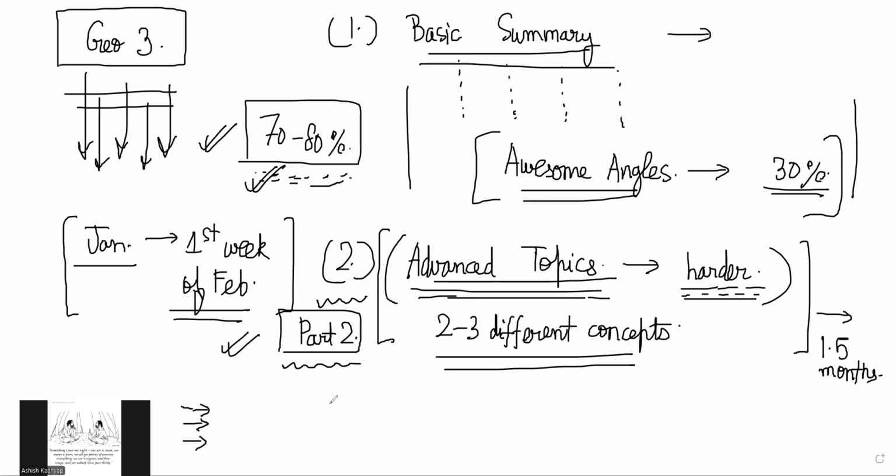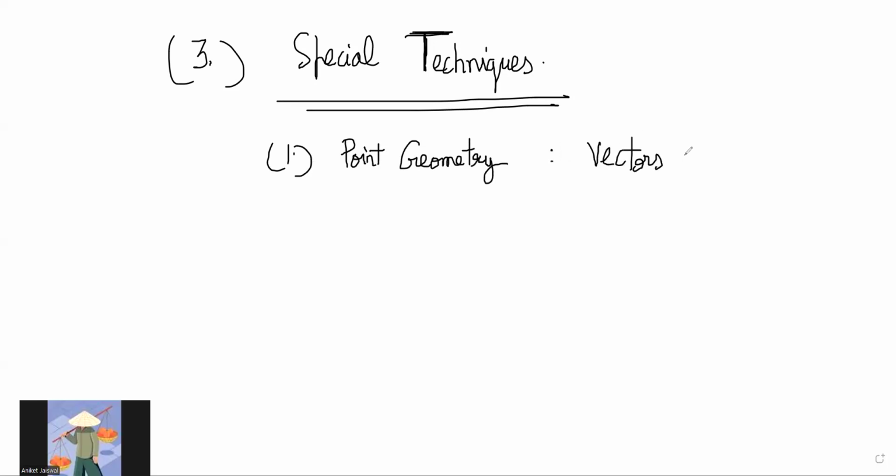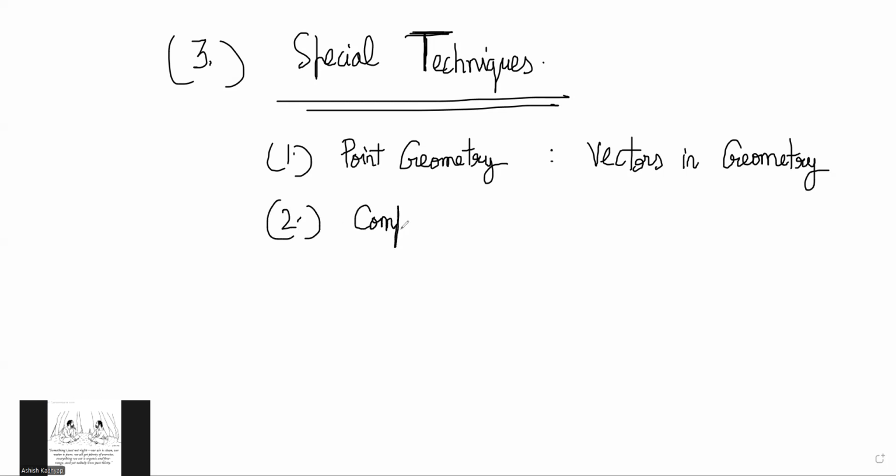And then finally, it will be about some special techniques, which is very exciting. But again, this will take time and it involves some topics that you don't know yet. Special techniques is the section of the syllabus where we'll be doing point geometry, or basically another way to say that is vectors in geometry. Then complex ones. Vectors in geometry is one big chapter, and then complex numbers in geometry.